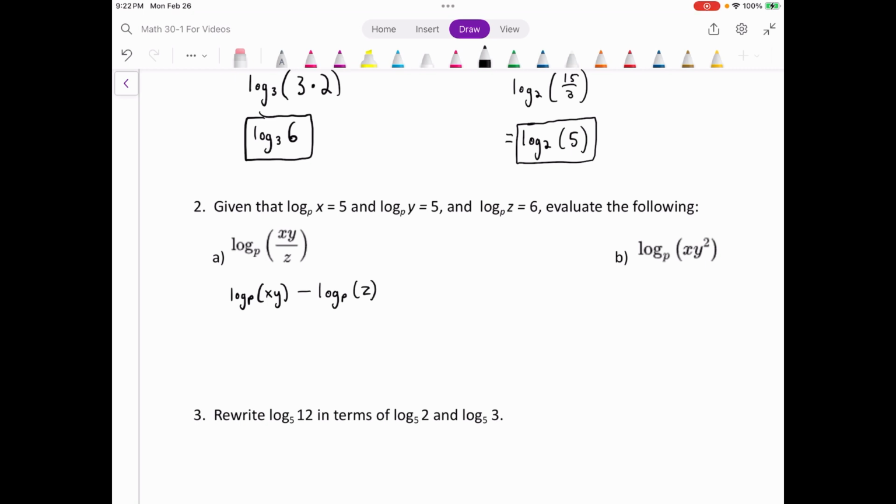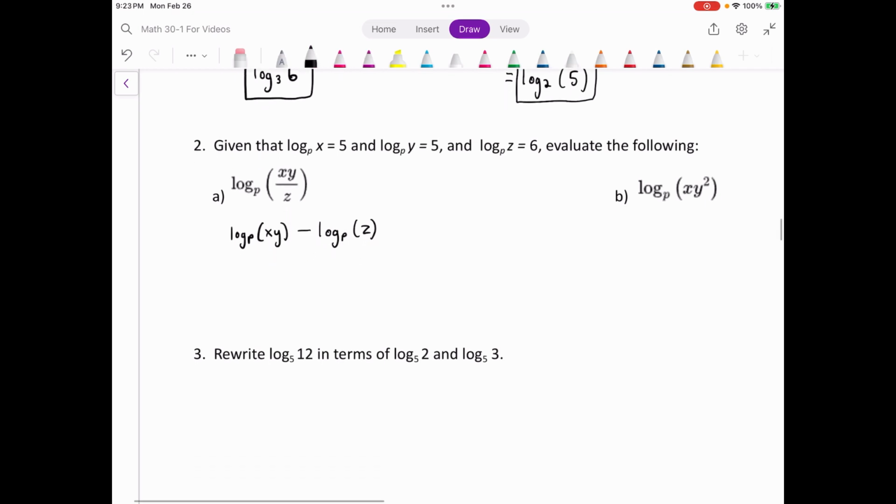Right? That's just using the log laws. Division inside a single log, I can split up into two separate logs with subtraction. And then we can go a step further: log base p of xy, well, I'm multiplying inside that log, so that's the same as log base p of x plus log base p of y, minus that log base p of z that was there from the beginning.